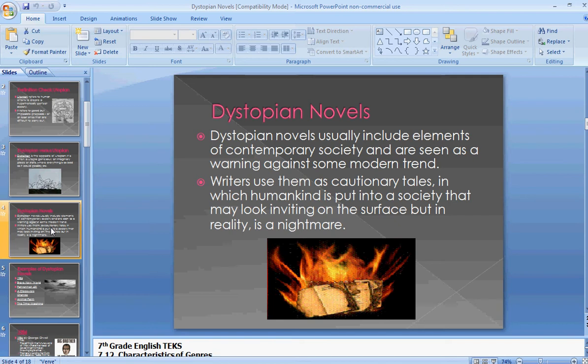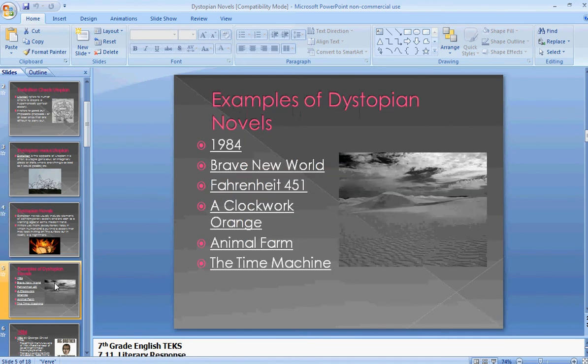So dystopians talk about things that they see wrong nowadays, put it into the future, and then show this world as something that's gone completely wrong. So that's the dystopian stories that we're going to be reading about. Examples of dystopian novels: 1984, Brave New World, Fahrenheit 451, Animal Farm, Time Machine are all examples. The Hunger Games would also be an example of a dystopian novel as well. So those are all examples of that.